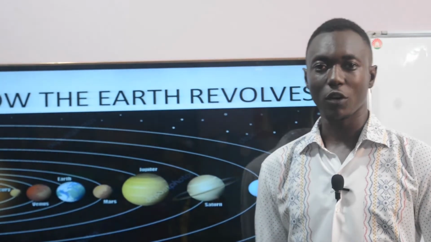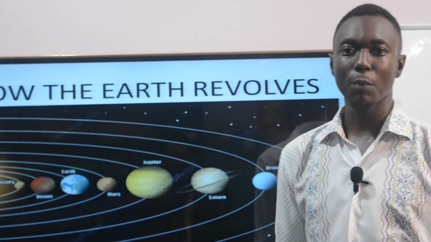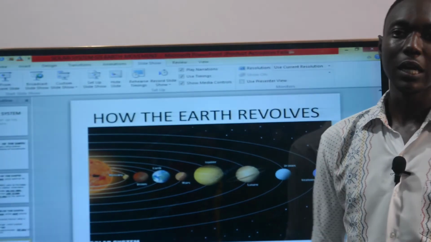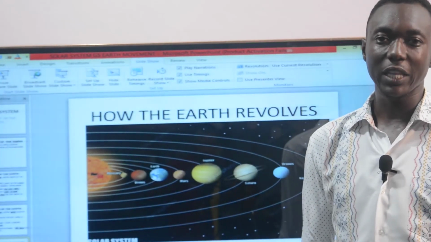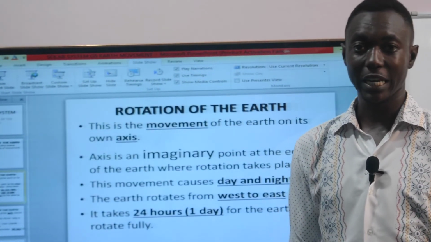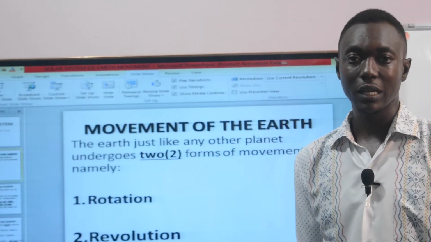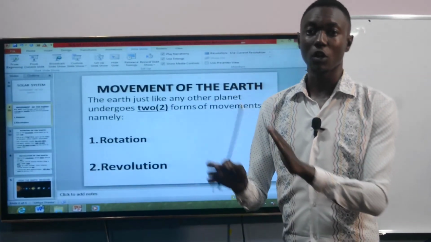This is the end of the lesson for today. A recap of what we learned. We learned about the movement of the earth, where we got to know that there are two main movements, namely rotation of the earth and revolution of the earth. I also demonstrated how rotation of the earth is done and how revolution of the earth is done.